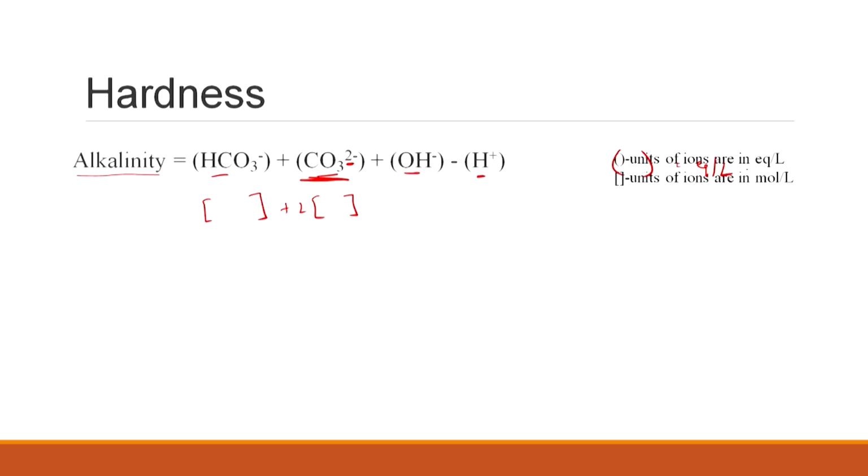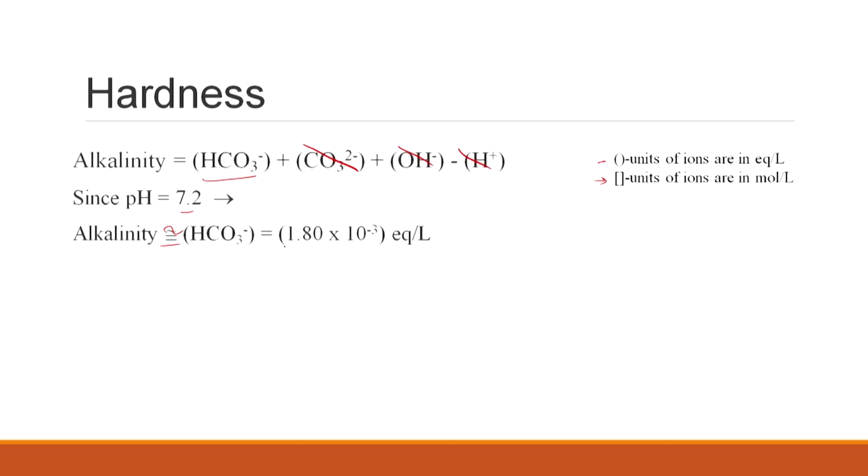So, looks like I already have this on the slide out here. Units of ions are in equivalents per liter, and units of ions are in moles per liter, right. So, pH is 7.2, but what do we know at 7.2? OH minus and H plus are more or less the same, you can cancel them out. We know the pKa, so CO3 2 minus will be negligible at 7.2 pH. So, alkalinity will more or less be equal to HCO3 minus, right. And that is what we see out here, and the concentration of alkalinity is 1.8 into 10 power minus 3 equivalents per liter.